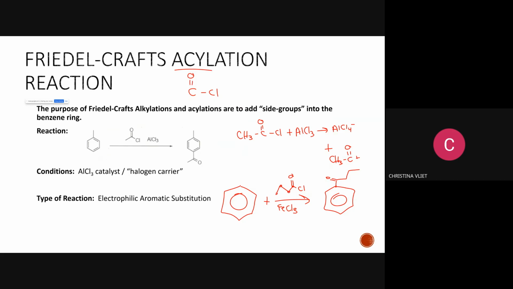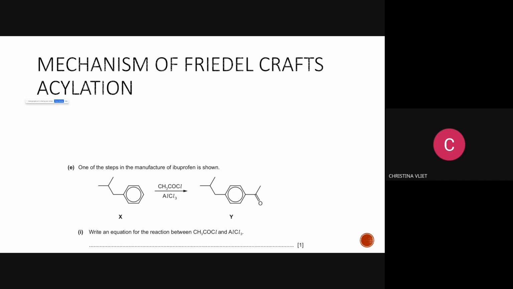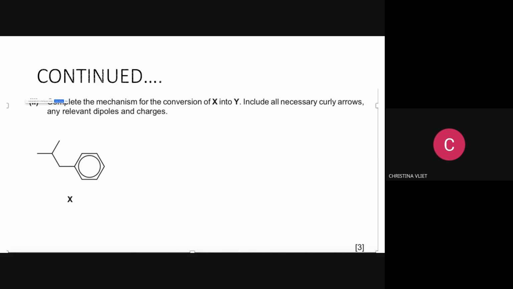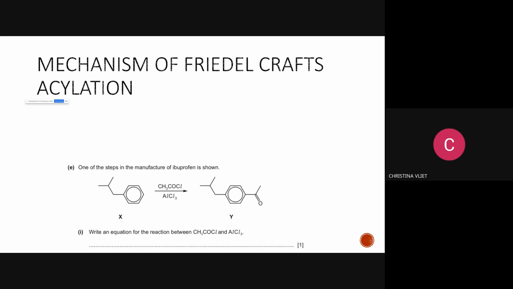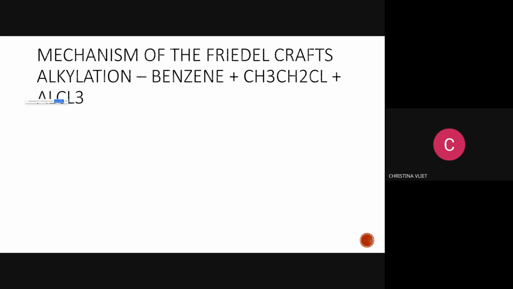So does the Cl just go to HCl? Yes. And then you get AlCl3. Okay, so how would this look as a mechanism? Let's take a look at the mechanism for this. Friedel-Crafts alkylation: benzene, CH3, CH2Cl, and AlCl3. How would this look for a mechanism?